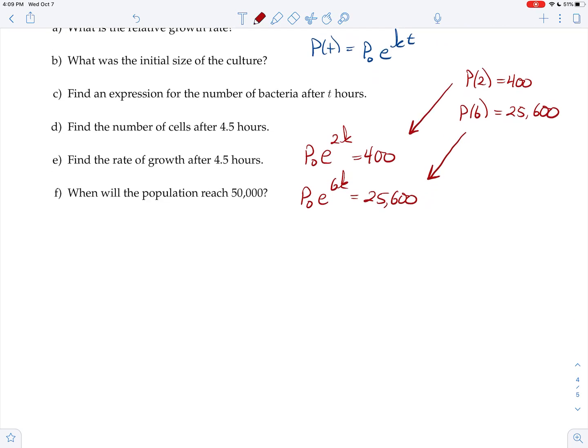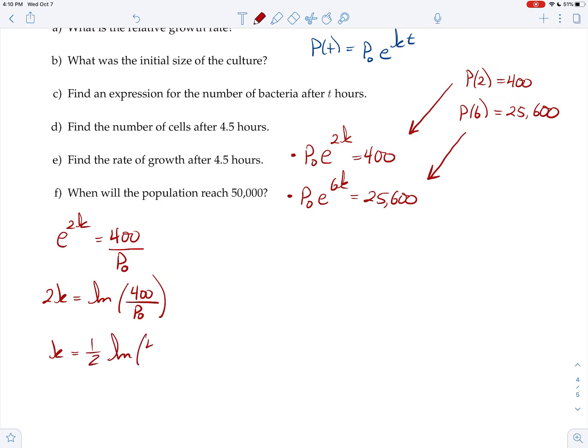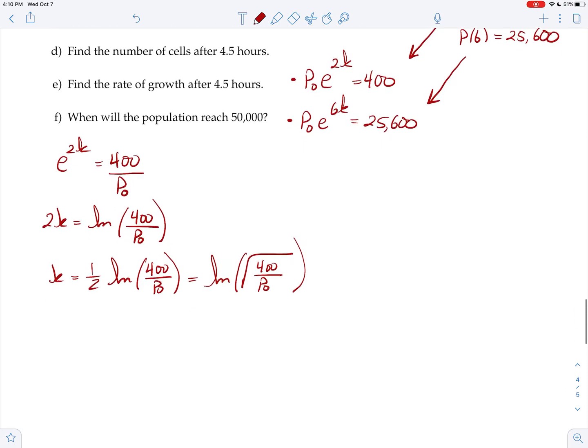Here we go. From this first equation, I can say that e to the 2k is 400 divided by P naught. You should be comfortable with that. Then 2k is the natural log of 400 divided by P naught. So k is 1/2 natural log of 400 over P naught, which is the same thing as the natural log of the square root of 400 over P naught. You can pull that power in as an exponent there. So there's k from the first equation.